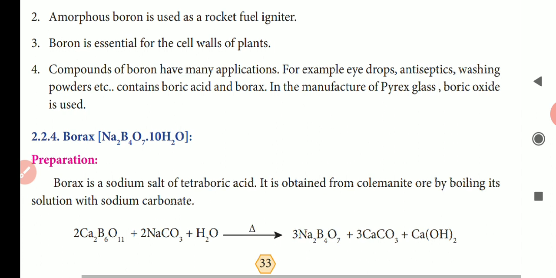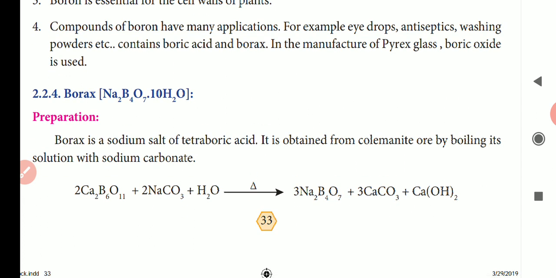Next, we will discuss borax, another important compound of boron. What is its molecular formula?